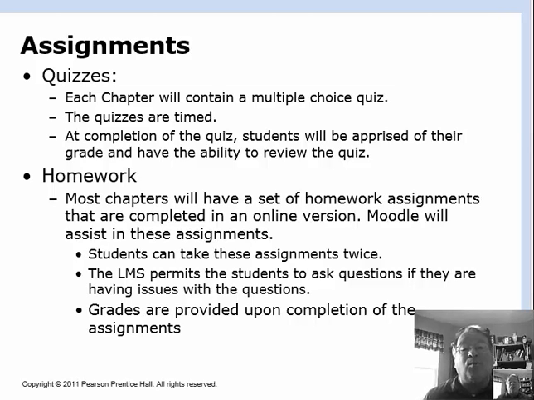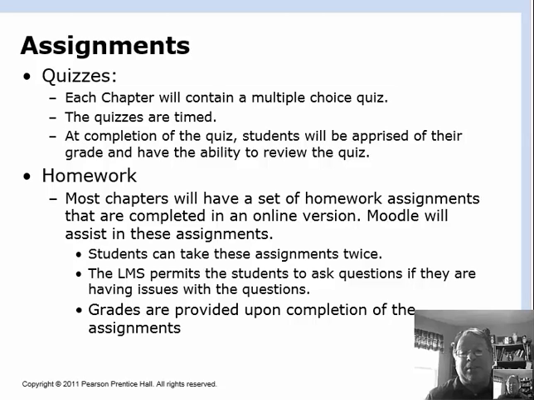With respect to homework, most chapters are going to have homework that is completed online. You're going to be able to take those homework assignments. You have a chance to take them twice.